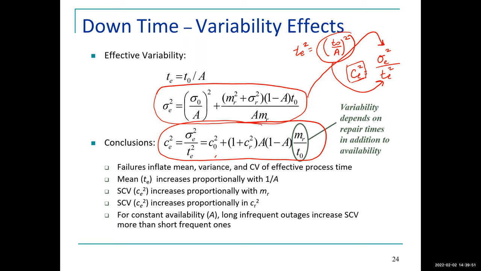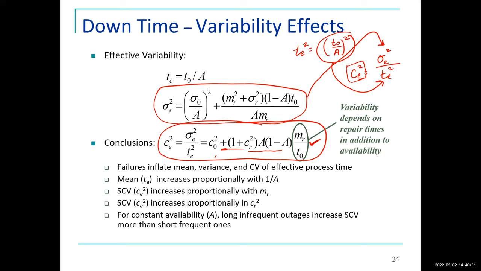Coefficient of variation squared. Something I want you to see from this expression: there's a summation here, there's multiplication, but pay attention to this division that is happening here. This is telling us that the variability depends on repair times in addition to availability. So if the mean time to repair is big, then this whole coefficient is going to increase. That's what the expression is telling us. In addition to depending on the availability, that coefficient of variation is also highly dependent on the parameter mean time to repair.